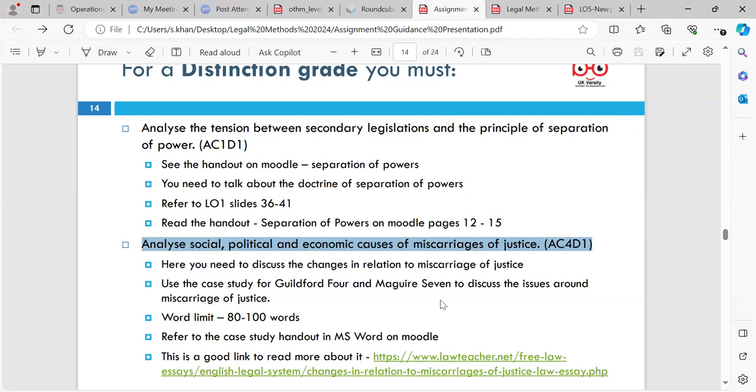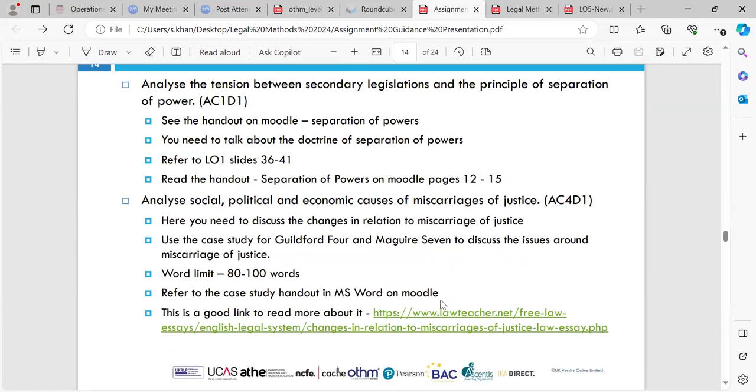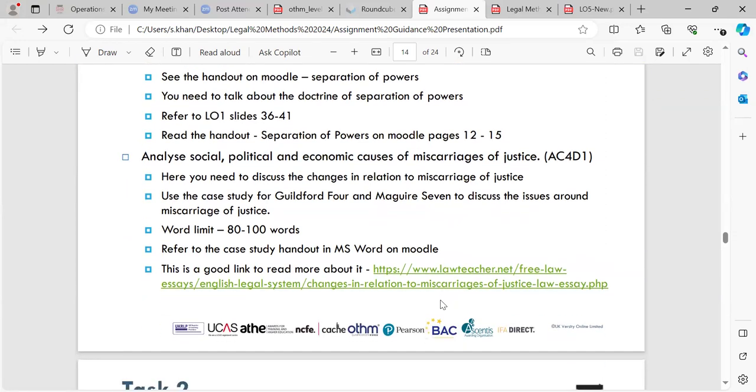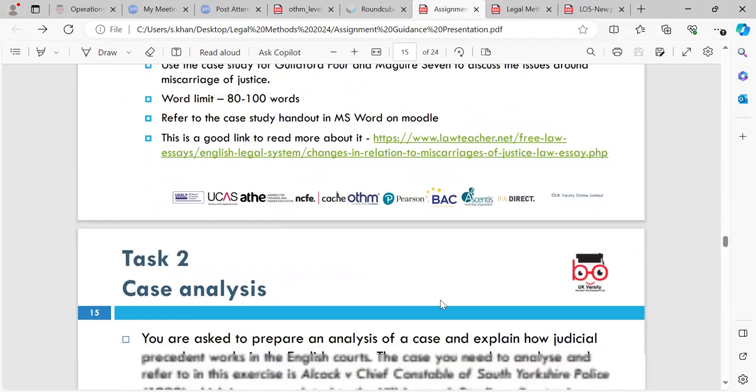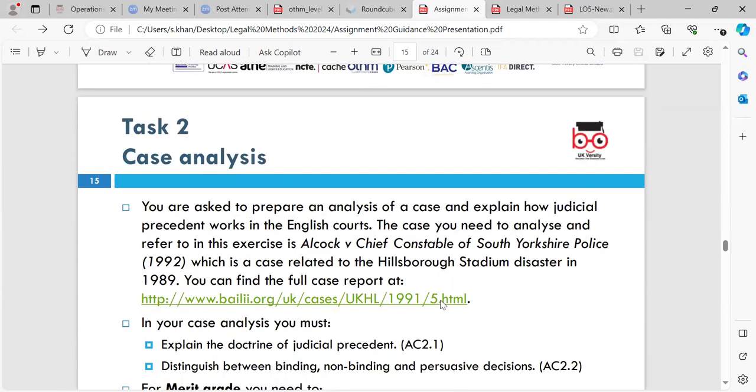Here you need to discuss the changes in relation to miscarriages of justice. Use the case study for the Guildford 4 and Maguire 7 to discuss the issues around miscarriages of justice. It's 80 to 100 words, and refer to the case study handout on Microsoft Word on Moodle. And this is a good link to read as well on Law Teacher.